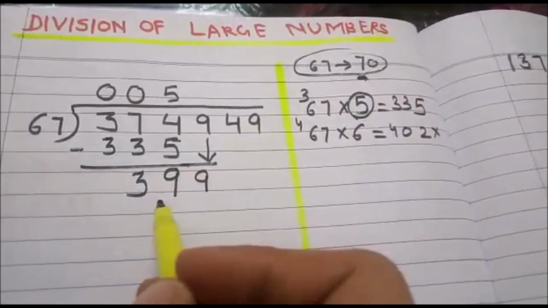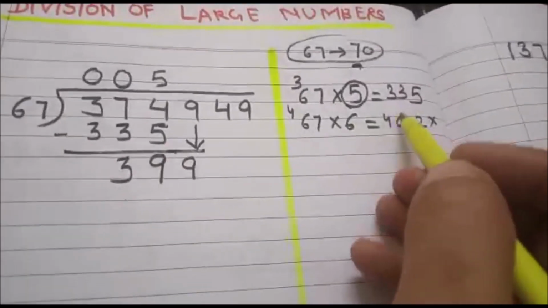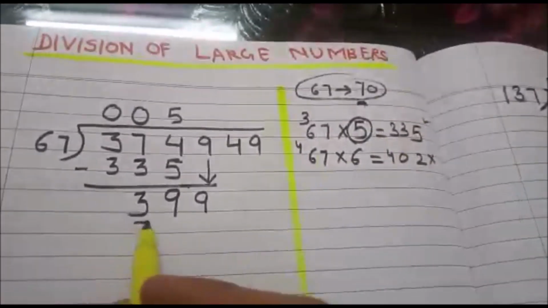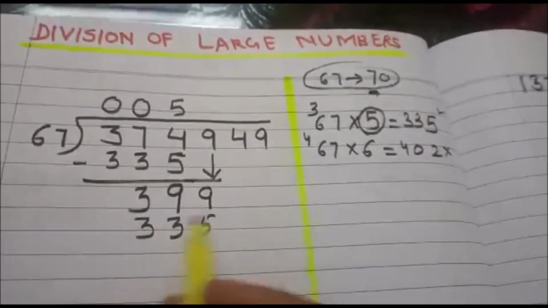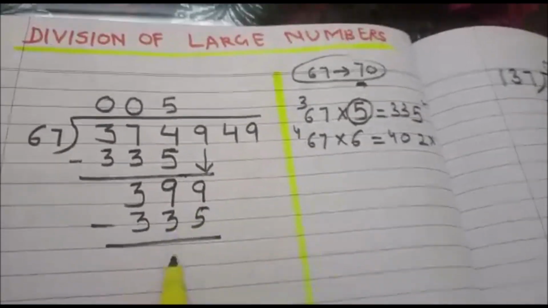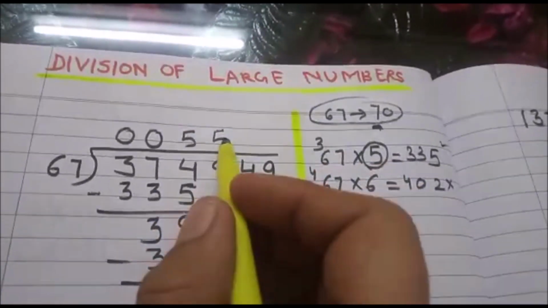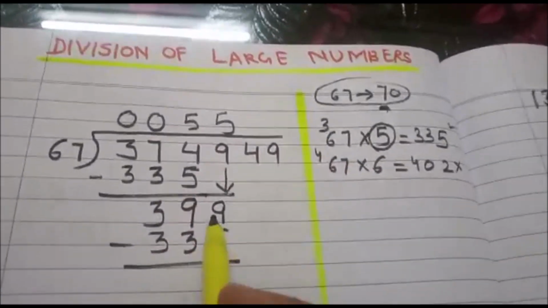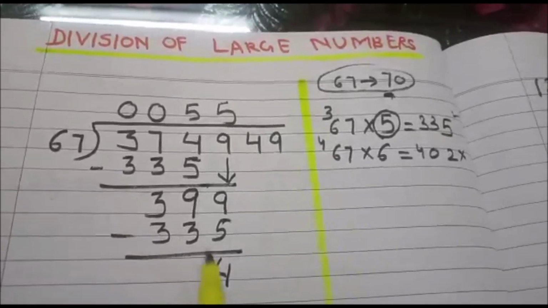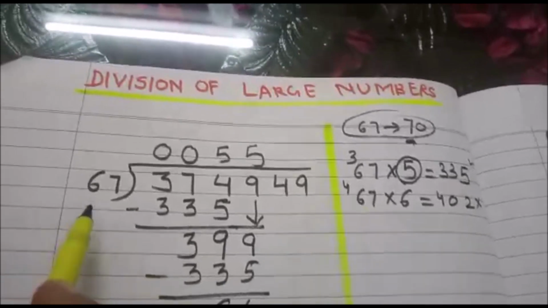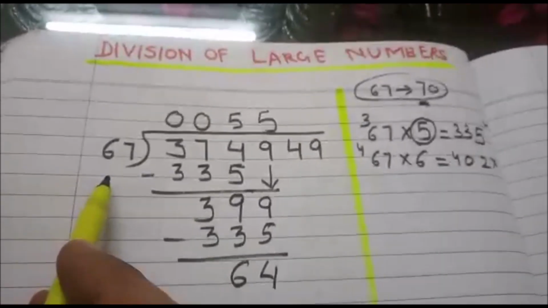7 5s are 35, 7 6s are 42. Both of these have been done by us. So we can opt for 335. It is smaller than this number. We can subtract easily. And for quotient, again we will write 5 above 9. Now 9 minus 5 is 4. 9 minus 3 is 6. So 64, just check, it is smaller than 67.